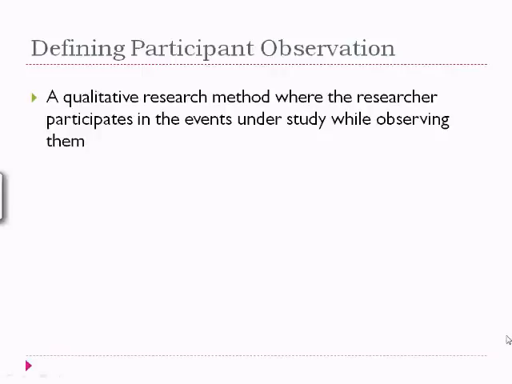Let's begin by defining participant observation. It's a qualitative research method where the researcher participates in the events under study while observing them. So that means that the researcher is present at the same location as his research participants are, and it's usually the same physical location. Sometimes, now that we have virtual realities on the internet, this can also be a virtual location.